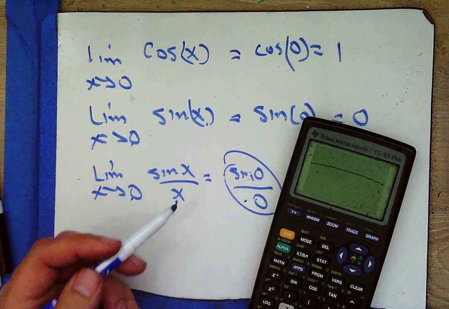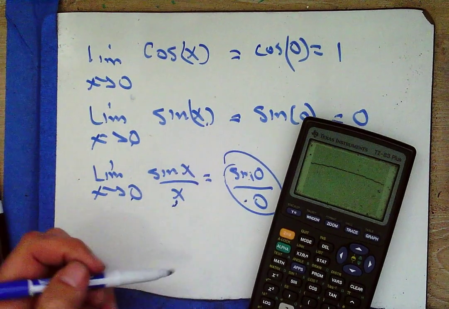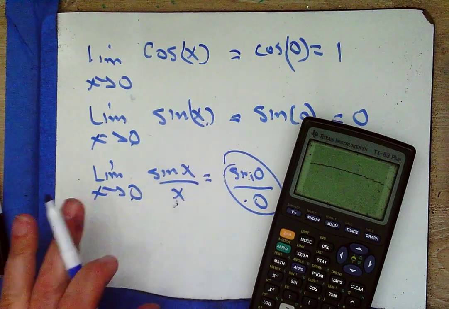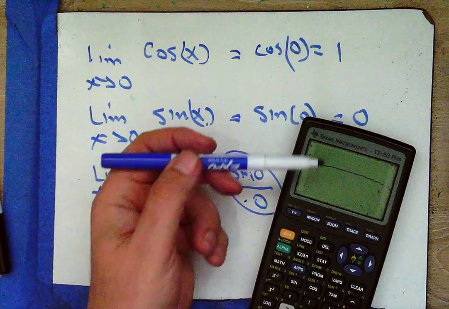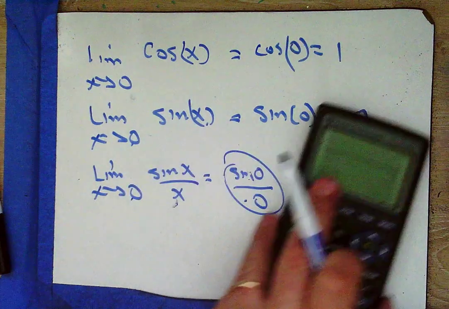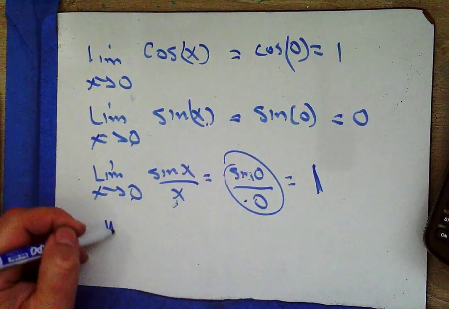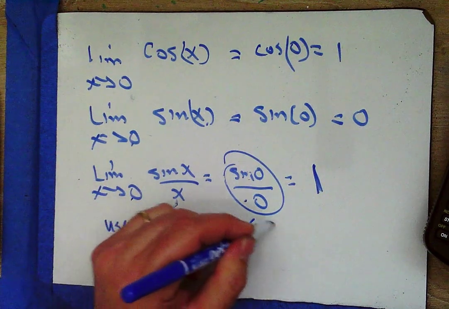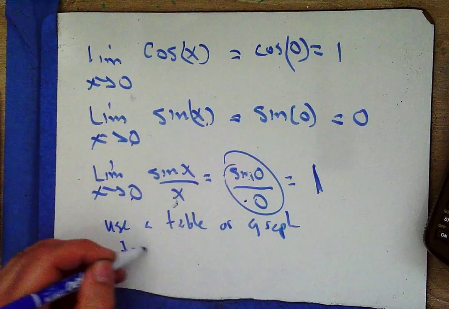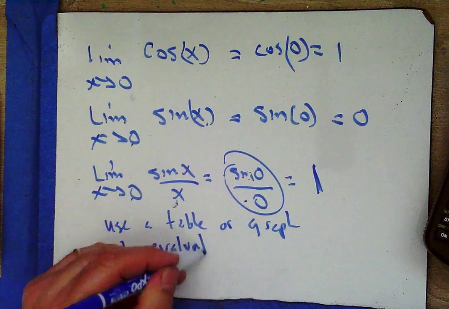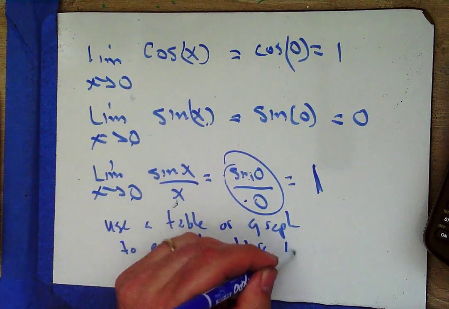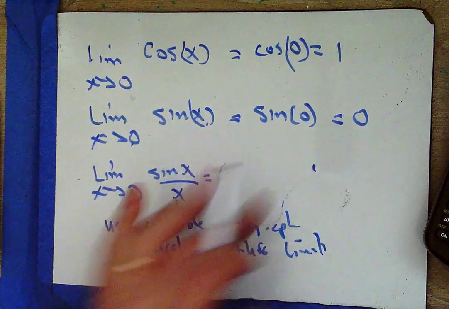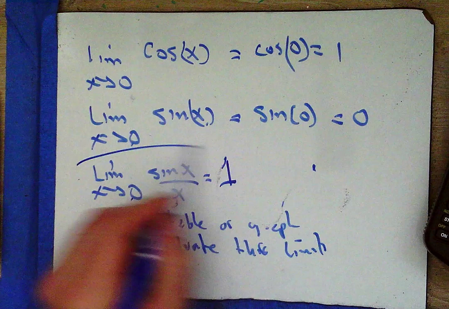But we know that the point doesn't need to exist in order to have the limit exist. This limit, the limit of sine x over x as x approaches 0, I'm approaching a y value of 1 from both sides. So I can use a table or graph to evaluate this limit. But now I'm going to say we know this limit. Okay, this limit is 1. This is a known limit.